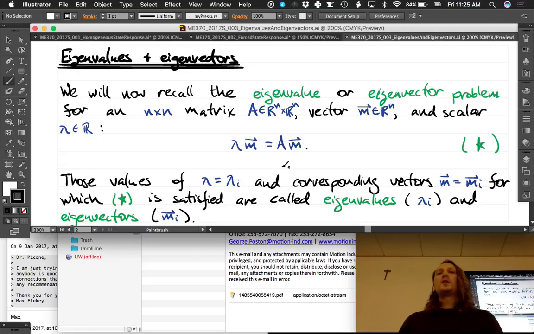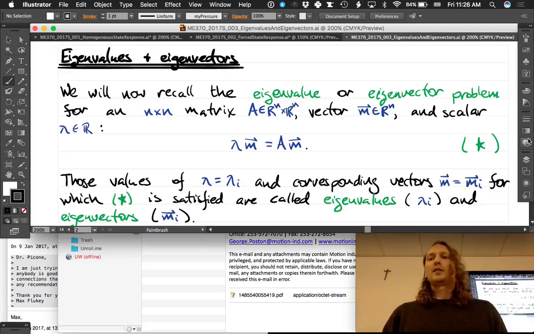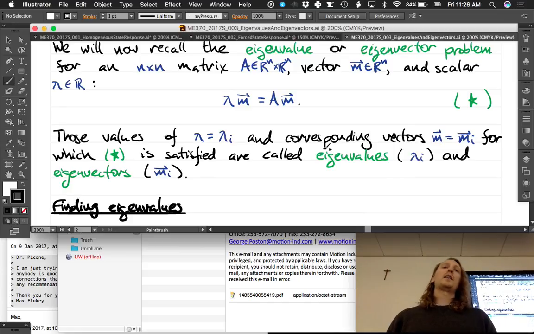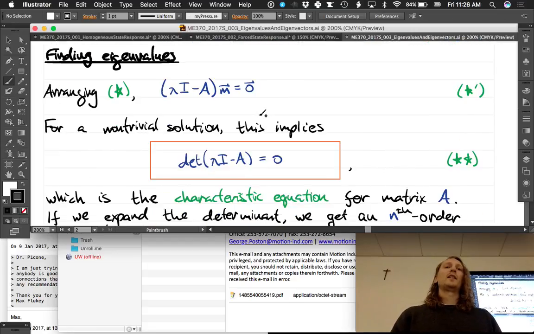The A matrix, we're using A here. This could be any matrix, but we care about it in our context because it is the A matrix of our ABCD state space model. So that's what we're going to be finding the eigenvalues and eigenvectors of. Now, all we have to do is learn how to find them, right? Learn how, for a given A matrix, we find the various values of lambda and m that satisfy the equation. So, finding the eigenvalues.